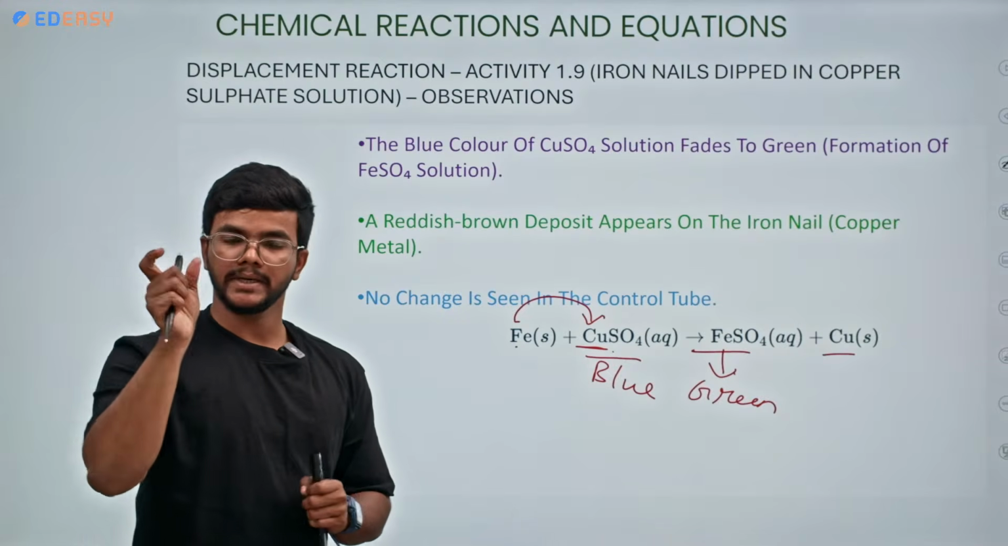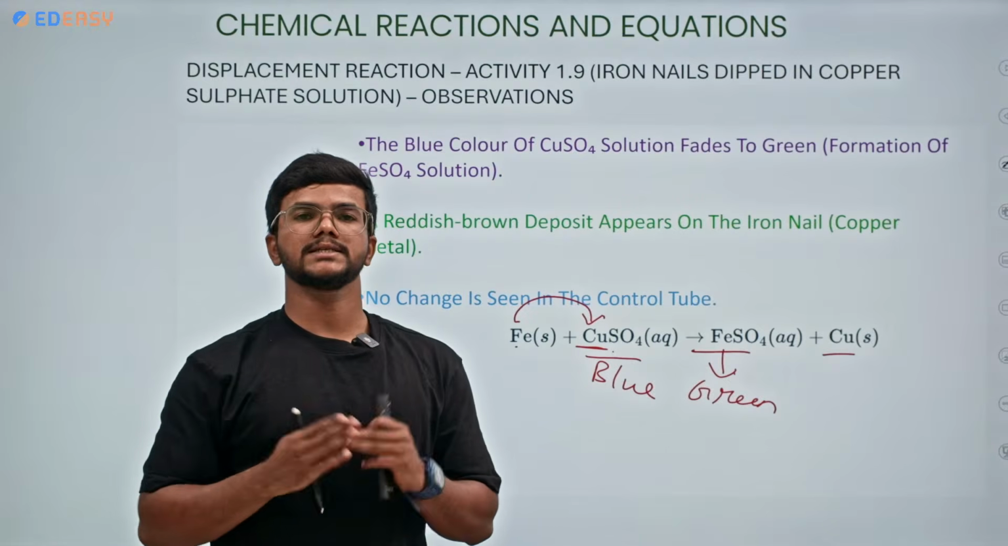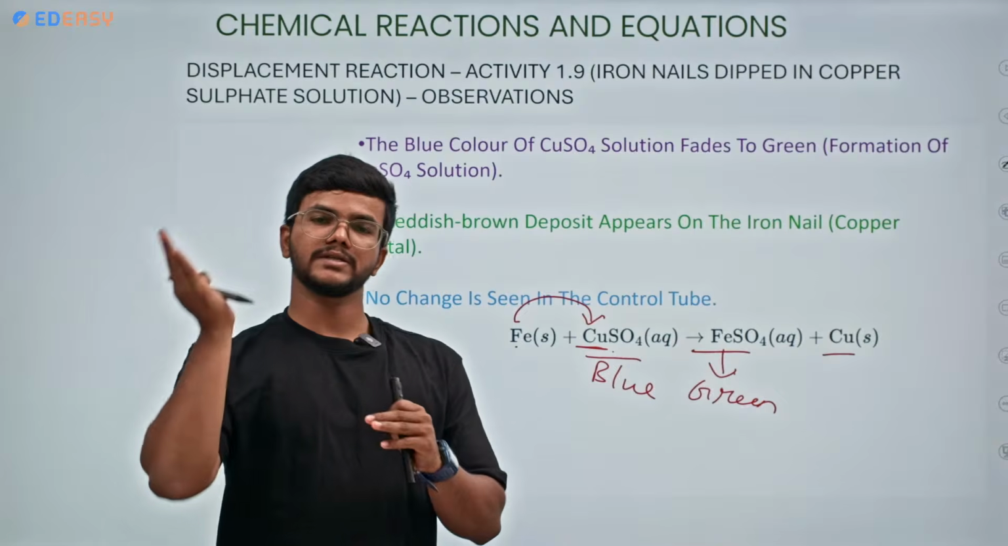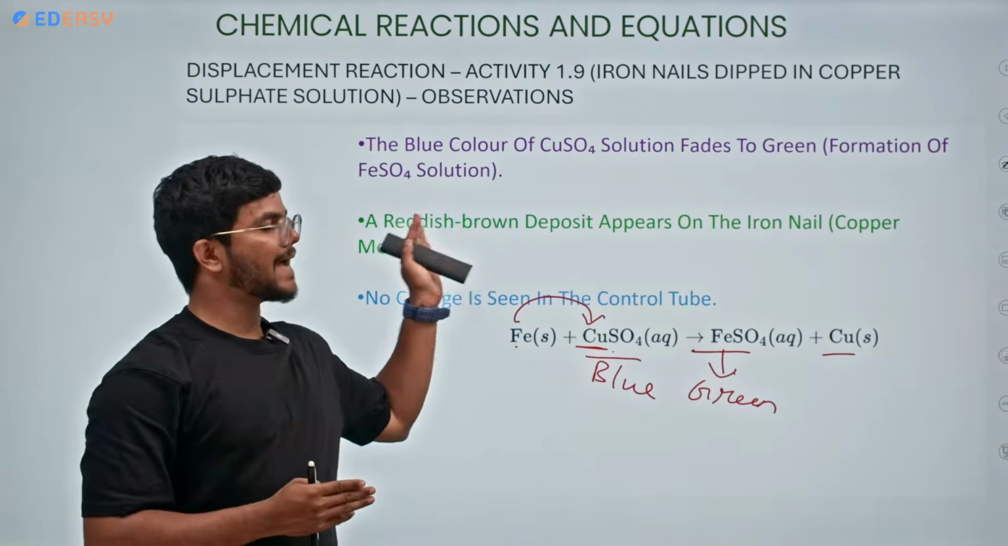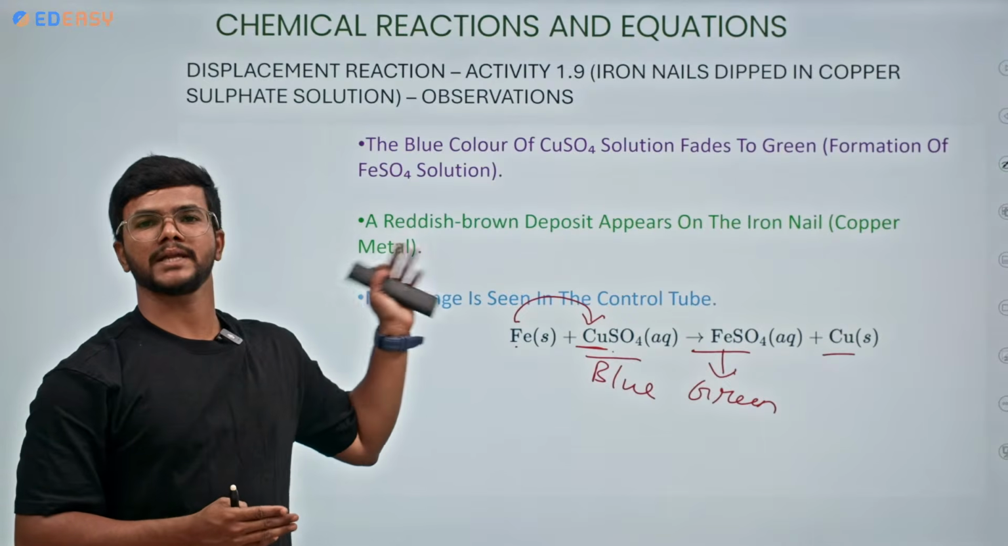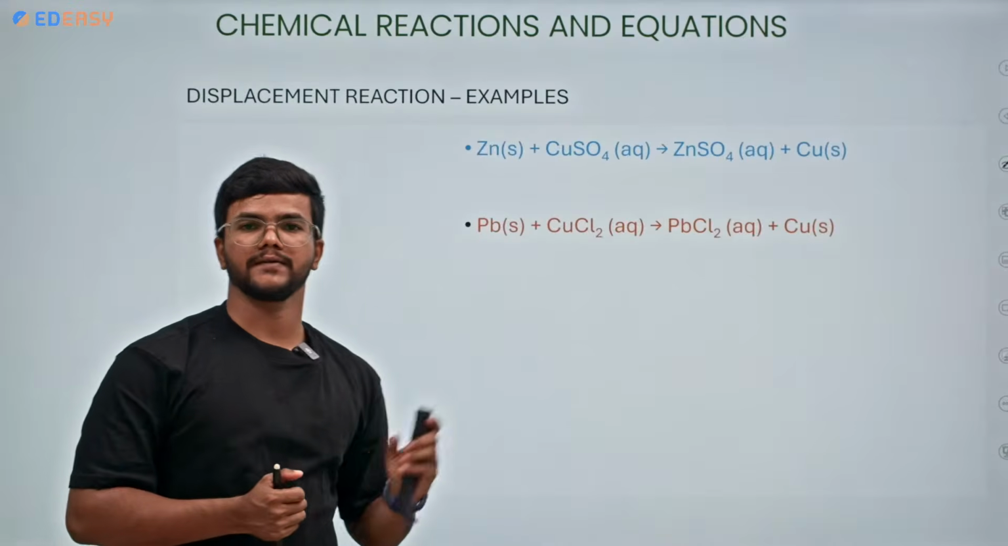When a highly reactive metal is placed in a low reactive salt solution, the highly reactive metal displaces the low reactive one. This is nothing but the displacement reaction. This is the activity for the single displacement reaction. Hope you understand this single displacement reaction with the given activity 1.9.